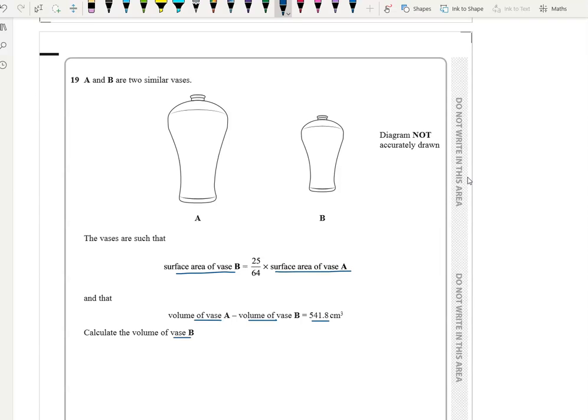Now for all similar shapes, we should know that the ratio of area is proportional to the square of the scale factor, and the ratio of volume is proportional to the cube of the scale factor. So we'll be using these two properties to work out the volume of vase B. Now, surface area of B is 25 over 64 times surface area of A. Step number 1, I will divide both sides by surface area of A. So this will get cancelled.